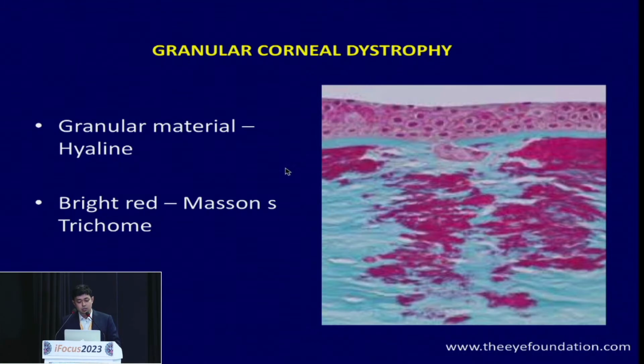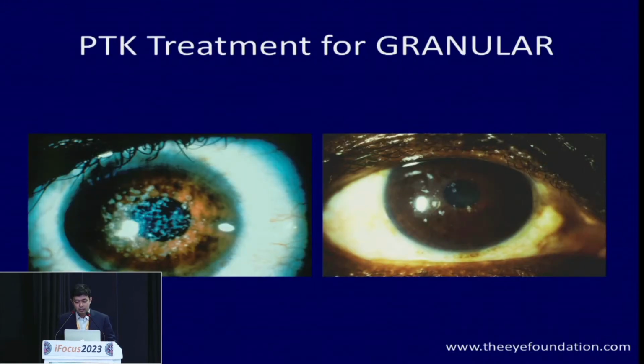And in granular dystrophy, essentially you have hyaline material and it stains bright red with Masson's trichrome. So try to remember some of these pictures, and I'm sure all of you will be aware of the mnemonic as well. The PTK treatment for granular dystrophy is again very, very useful in the superficial variety, and once these opacities disappear, the patient has extremely good vision.